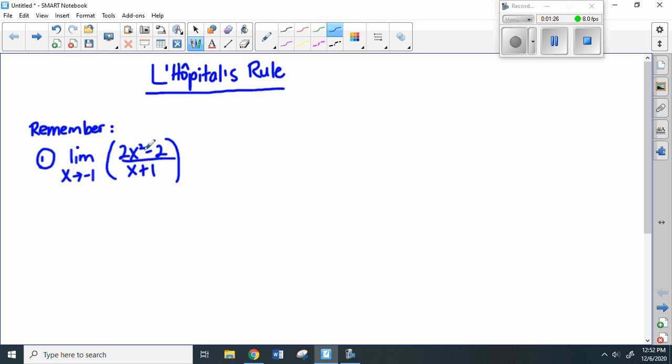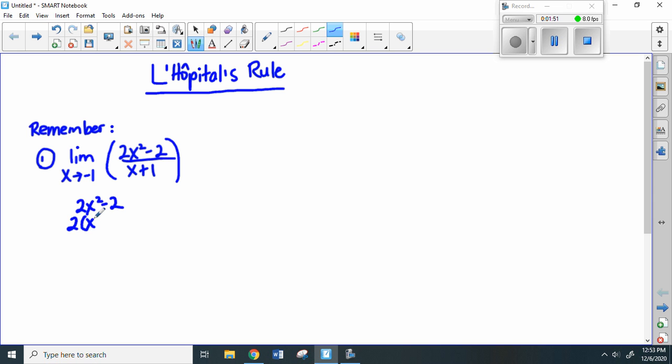So let's see, -1 squared would be 1. 1 times 2 is 2. 2 minus 2 is 0. So we're going to get 0 on top. We're definitely going to get 0 on the bottom. And so then we have to remember, well, what else? How else do we know how to take limits? Well, one of the first techniques to try is to see if we can factor anything. So let's take a look at 2x squared minus 2.